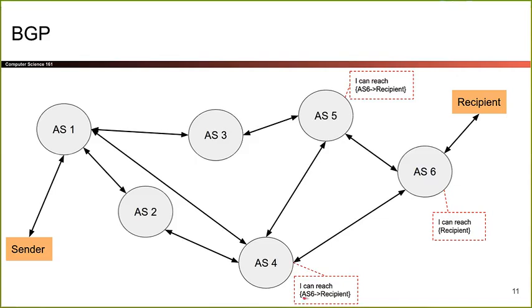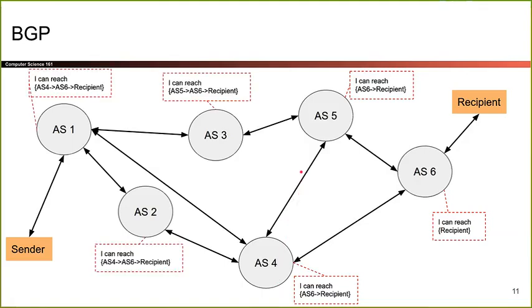So anybody connected to 6 makes another announcement here. And you can imagine this keeps going, right? So now, if you're connected to 4 or 5, you make an announcement saying, I'm connected to 4 or 5, right? And because I'm connected to 4 or 5, I can send this packet to 4 or 5, they'll send it to 6, and then 6 will send it to the recipient. So this announcement propagates outward from the recipient until it hits a lot of different autonomous systems.